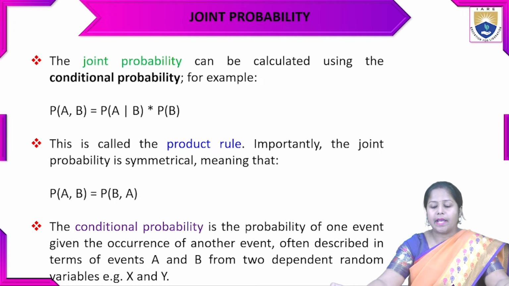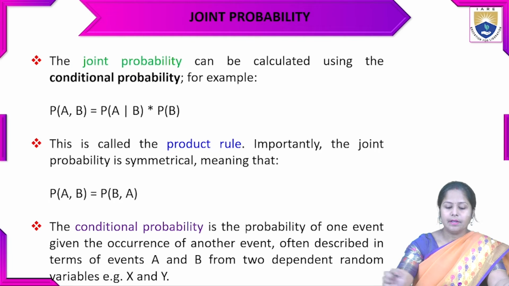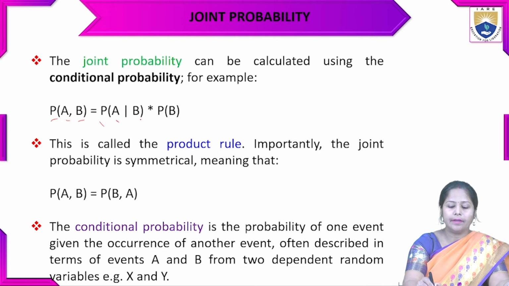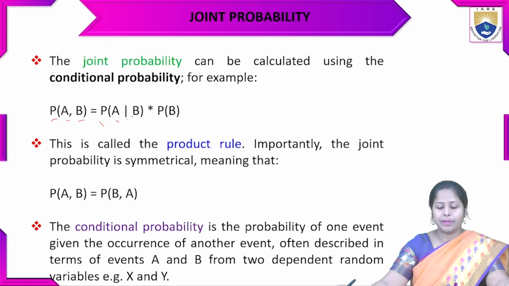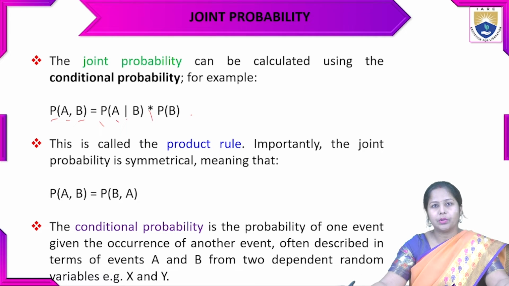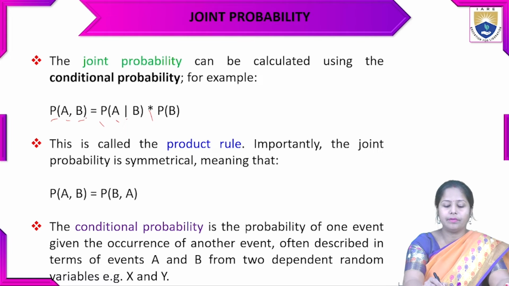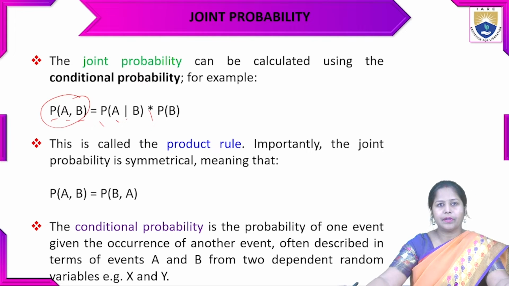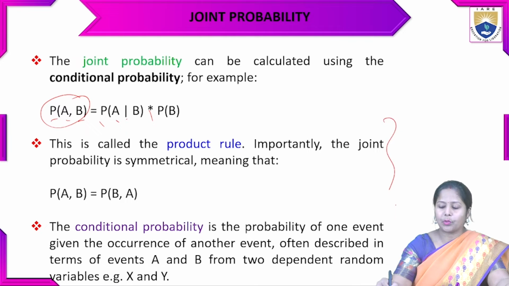Joint probability can be calculated using the conditional probability. So what is conditional probability? P(A, B), which we can write as a joint probability, is equal to P(A given B) times P(B). So that is the conditional probability expressed as a joint probability. So here we will get P(A, B), right? This is called the product rule.